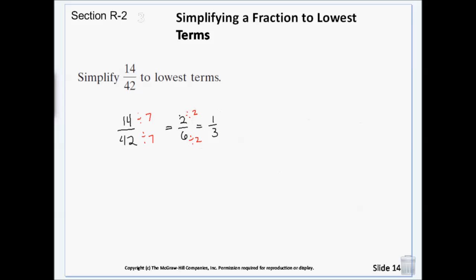So my greatest common factor would have actually been 14. But you get to the same answer. So I don't care if you do it in 1 step, or 2 steps, or 3 steps, or 5 steps, so long as you get there. No, there's not always, but sometimes.